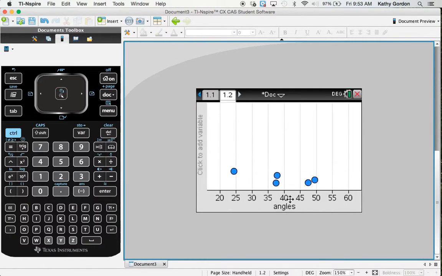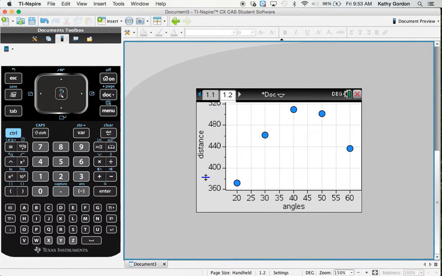I click on angles. So right now the only axis we have are angles, and we can see that there's one at 20, one at 30, one at 40, right? But now if I come over here to my y-axis and click on it and choose distance, now I can see how the 2 things are related. And you can see how there's kind of this quadratic parabola fit to it.